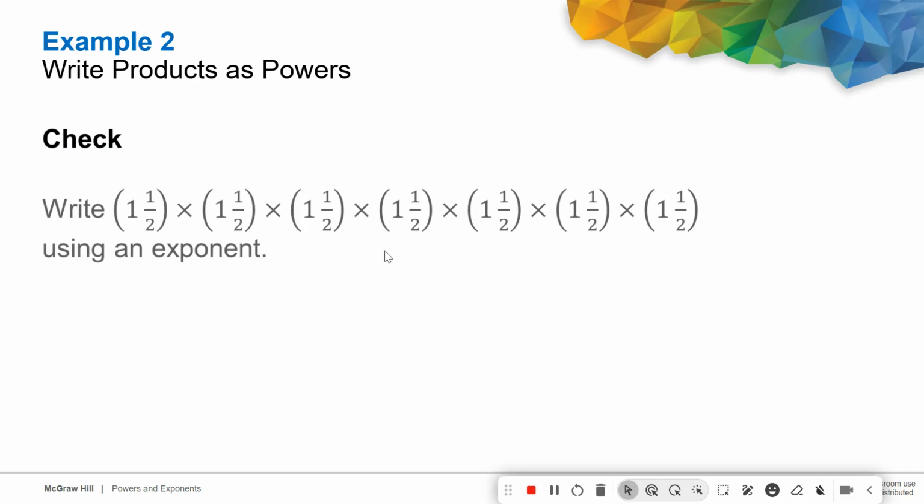Try it out. Write 1.5 times a million times. Yeah, try this one out. Write it using an exponent, and don't forget those parentheses.